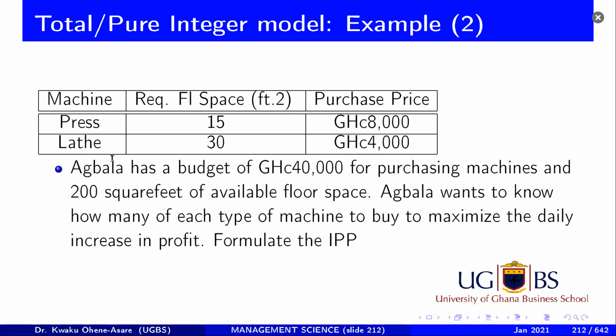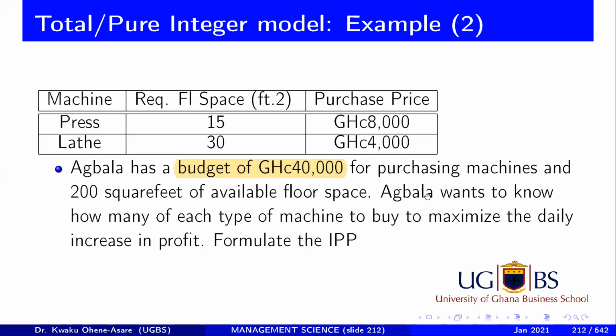This is the data. So when you look at press, it will require 15 square feet of floor space. Lathe will require 30 square feet. The purchase price, which is the cost of the press, is 8,000 and the lathe is 4,000. So this is the budget constraint. You can see the next sentence says Agbala has a budget of 40,000. So that should be on the right-hand side of the constraint.